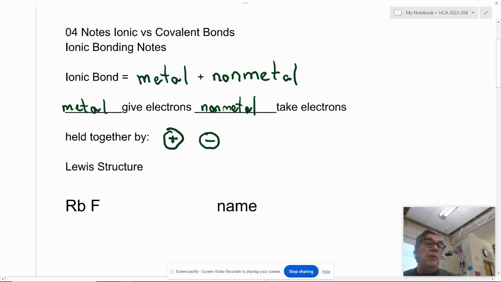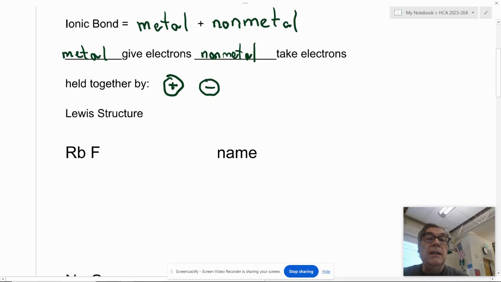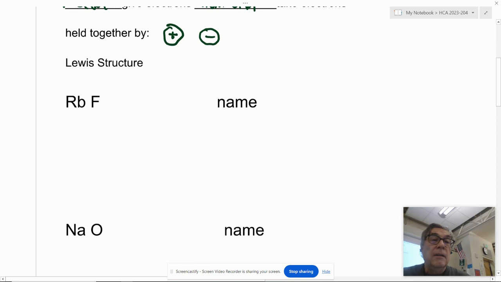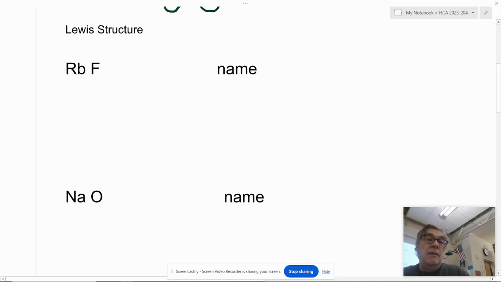And we're going to touch on Lewis structures, although you don't really have to know how to do them. No, that's not quite true either. We're going to touch on Lewis structures, and we're going to touch on naming. The naming comes next week. It's not on Friday's test. The naming part is foreshadowing next week.